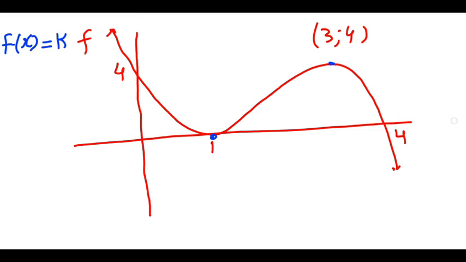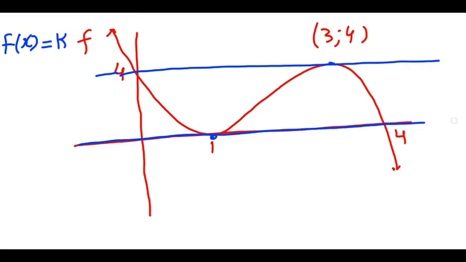So the y value is equal to k. We need to draw a horizontal line here. I will always draw from the first turning point, then the second turning point, and the y-intercept will be the same here.